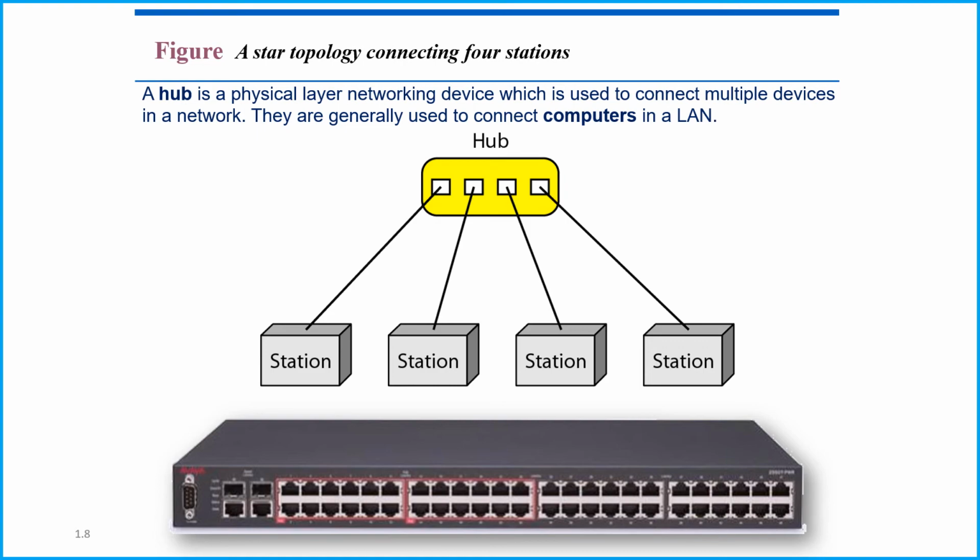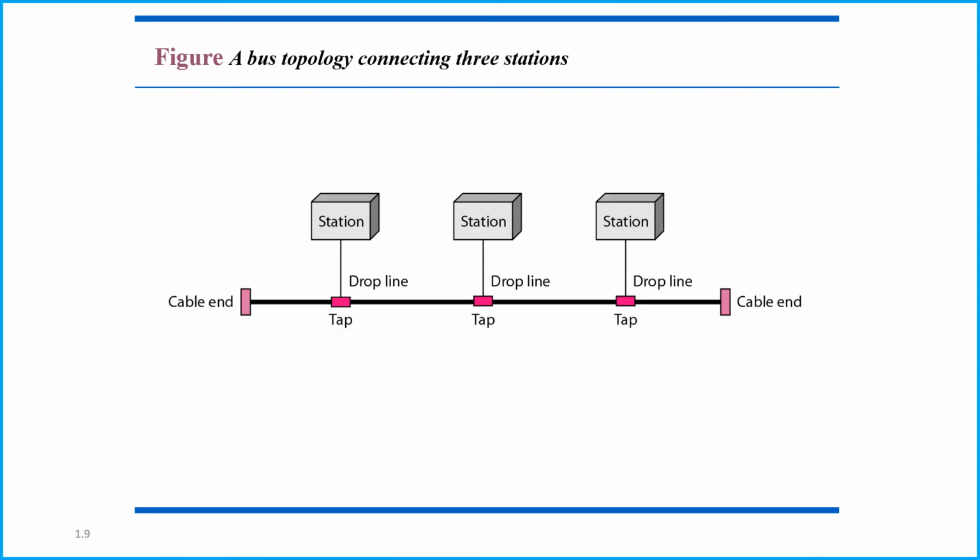These devices are not directly linked to one another, whereas each and every station is connected to the central hub. A hub is a physical layer networking device which is used to connect multiple devices in a network. They are generally used to connect computers in a LAN. Working of bus topology is shown here. Each and every station is tapped from the central line or the central link, and they form a network.